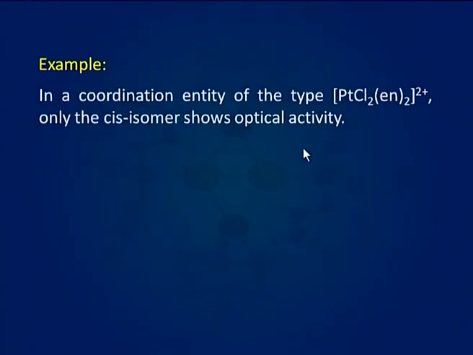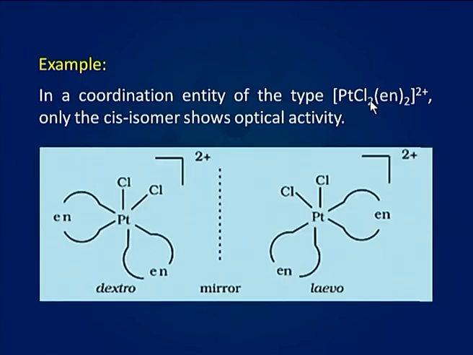Let us take another example of the complexes of this type. The example is [PtCl2(en)2]. Here en is the symmetrical bidentate ligand ethylene diamine and Cl is a monodentate ligand. You can see the mirror image of the cis isomer is non-superimposable and also there is no element of symmetry. Therefore, the cis isomer of this complex is optically active, but the trans isomer of this complex will be optically inactive.